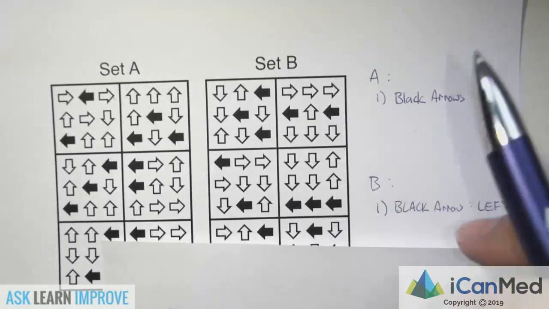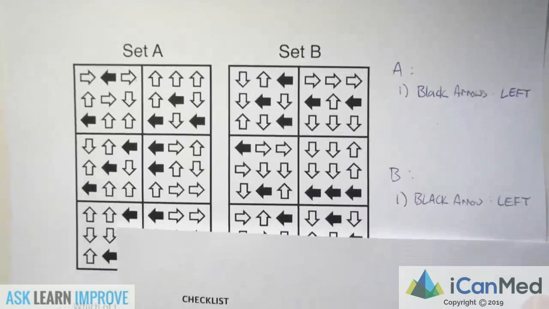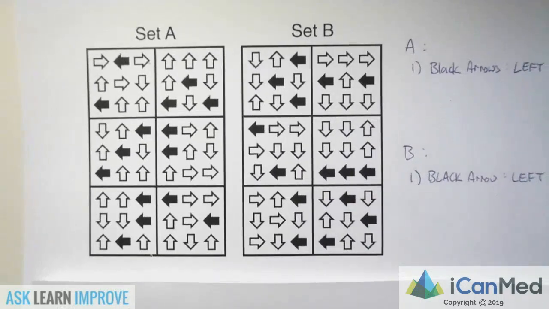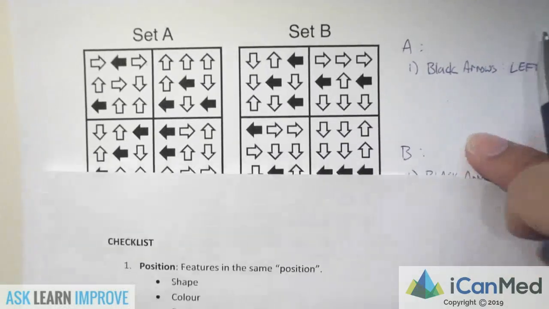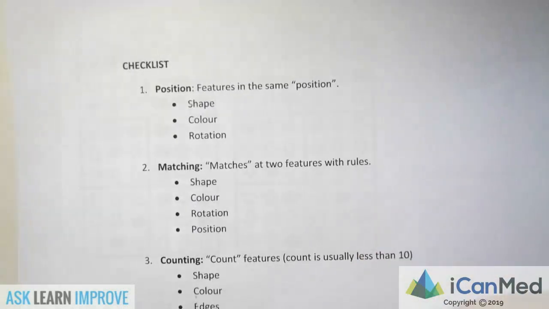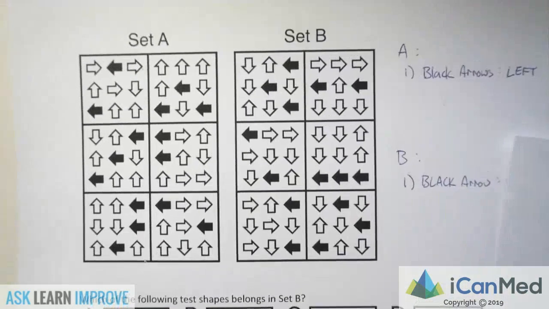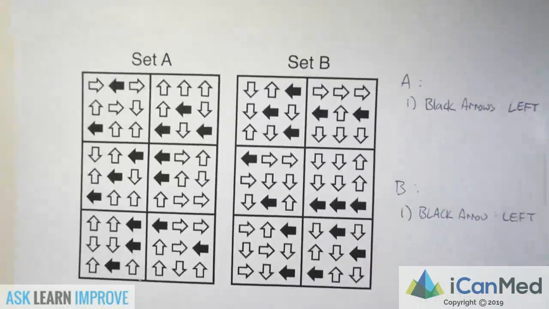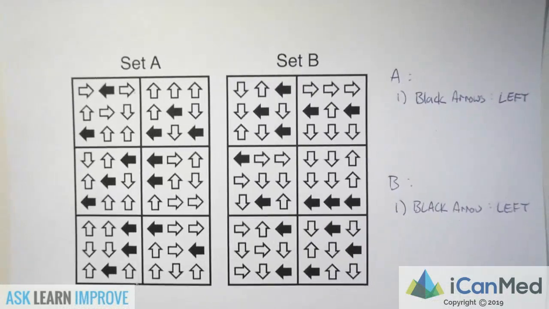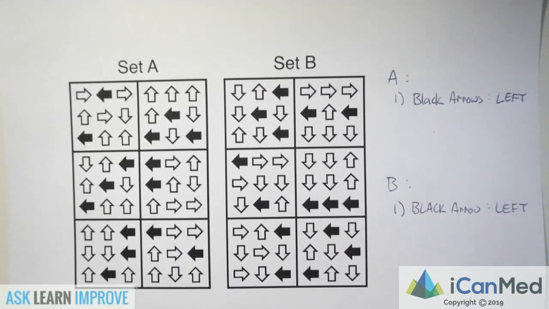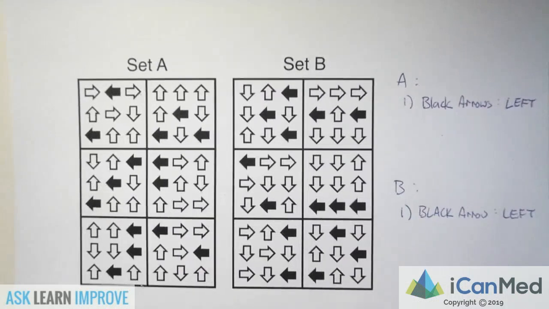Okay, so I've already looked at shape, color, rotation, and position. Yeah, nothing to help me there. Now, if I go down to counting patterns, okay, so is there a counting pattern here? Well, there has to be some sort of counting pattern because I don't have a position or matching pattern to help me distinguish set A and set B. Okay, so what can I count?